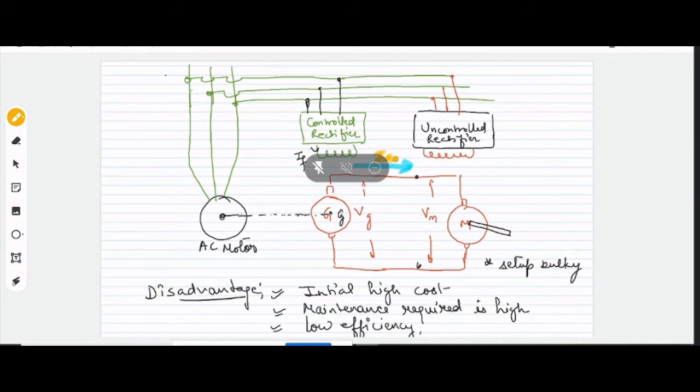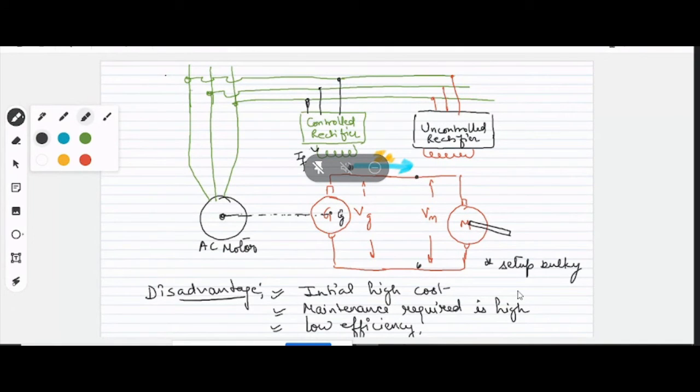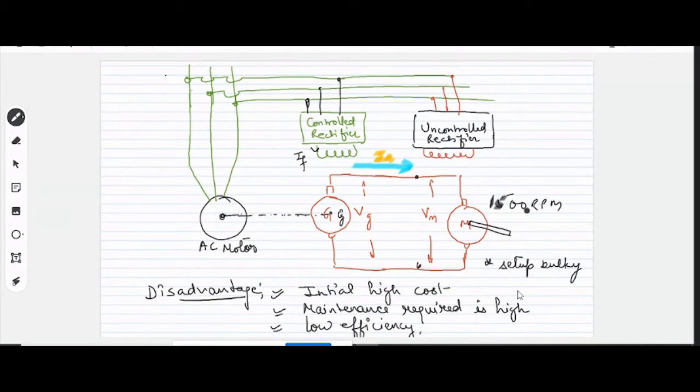But for our regenerative action, what we want is to reverse the current flow. Instead of from left to right, we want the current from right to left. Now, how do we do that? Basically, let us suppose that the motor is running at 1500 RPM, right? We are controlling the speed, and the final speed is 1500 RPM. Your motor is running at that and is connected to the load as well.